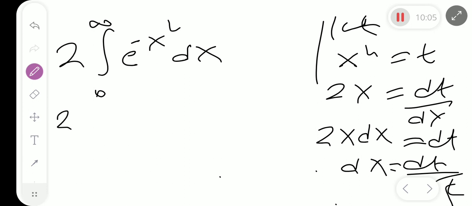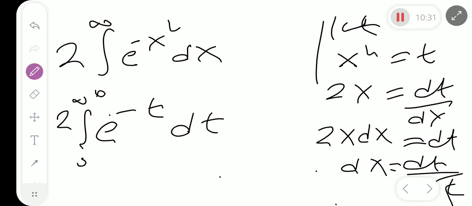So it will be equal to integration from 0 to infinite. If you change the limit, if you put 0 here, then t is also equal to 0. If you put infinite here, it will be infinite only. So there is no change in the limit of integration. If I take x square as t, it will be e to the power minus t, and dx will be equal to dt upon 2 root t.